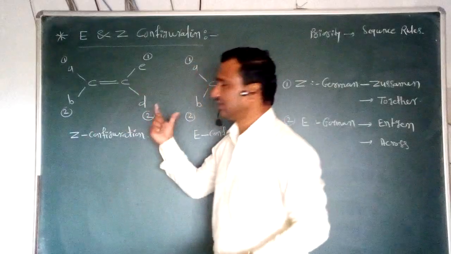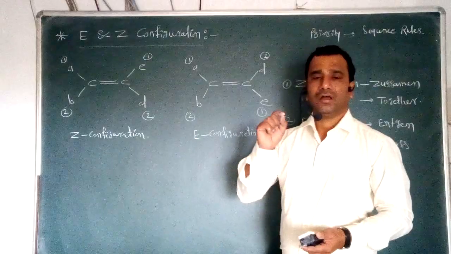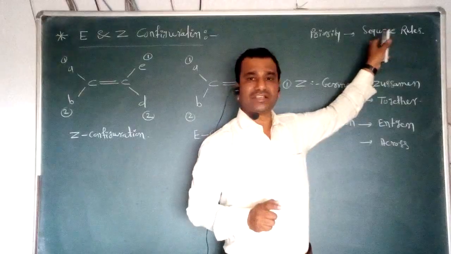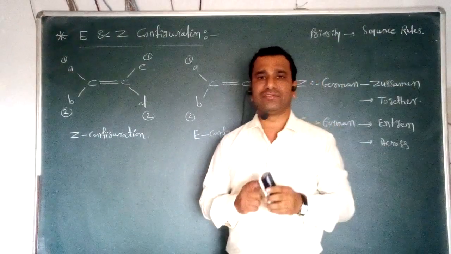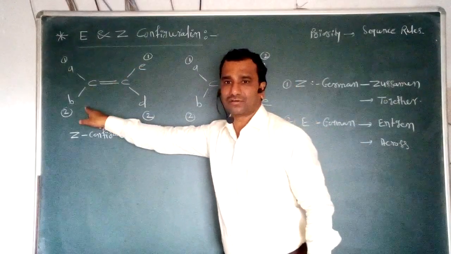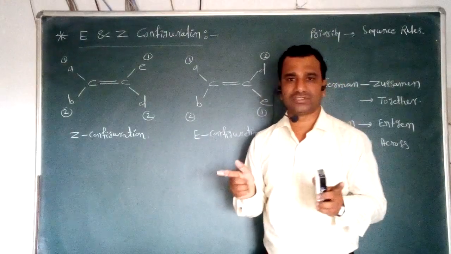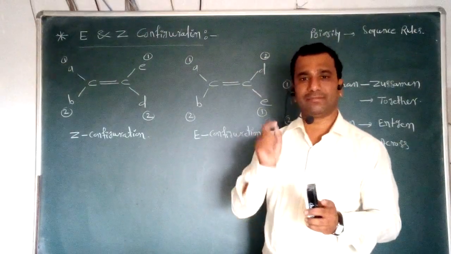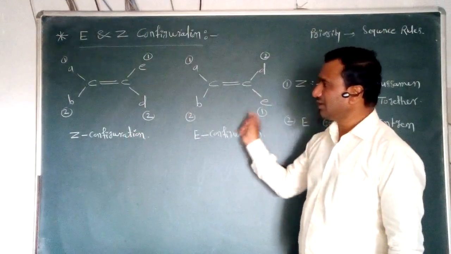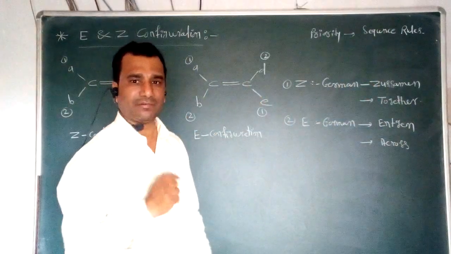So this is a general skeleton for assigning E and Z configuration, depending upon the priority sequence rules. Using the sequence rules, we assign priority number 1 and priority number 2 to the atoms or groups attached to each olefinic carbon. After that we look at the relative position of the similar priority groups, and depending upon that we assign the Z or E configuration. Now this is a general representation of the E and Z configuration.